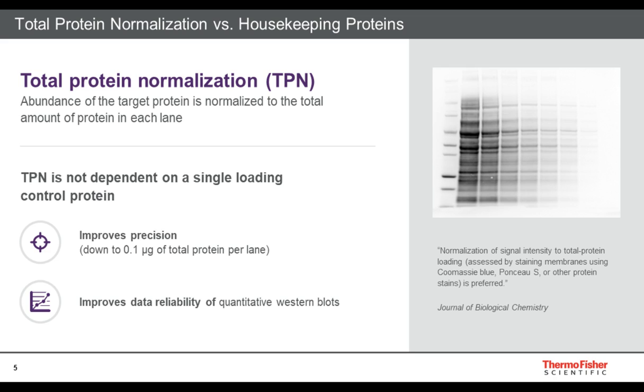So the question to ask is, if the use of housekeeping proteins results in signal saturation and erroneous results, which method would provide a linear signal? The answer is total protein normalization, and the reason is that total protein normalization is not dependent on a single protein. I believe that is the reason why the Journal of Biological Chemistry recommends that normalization of signal intensity to total protein loading is preferred.